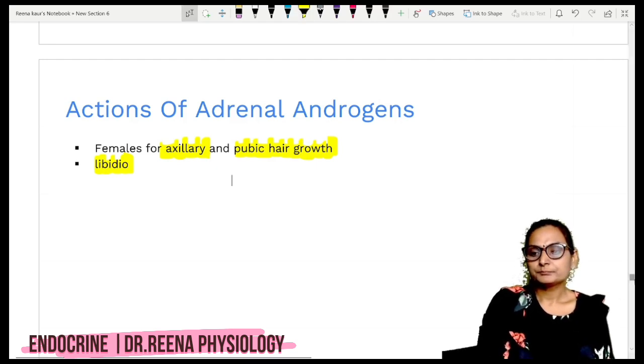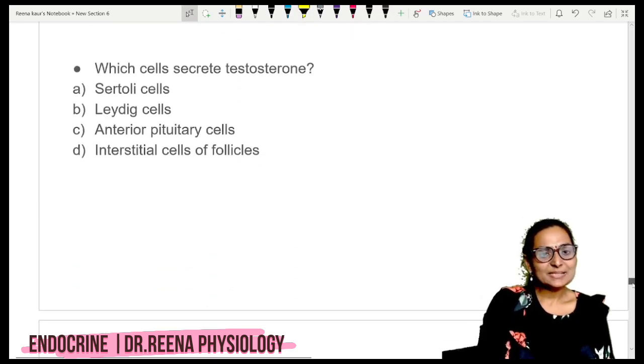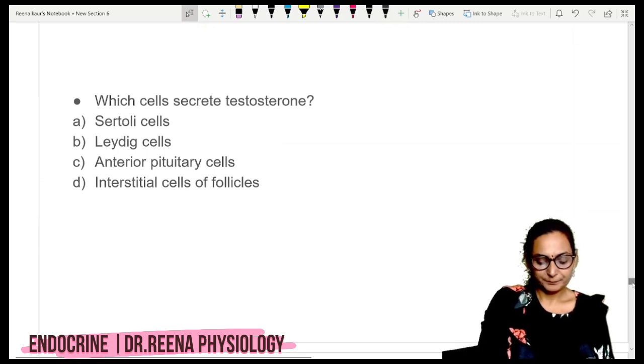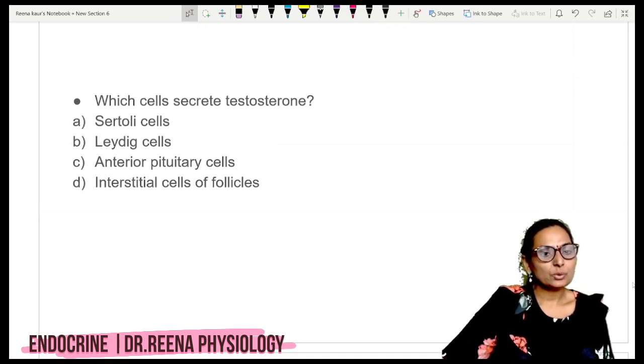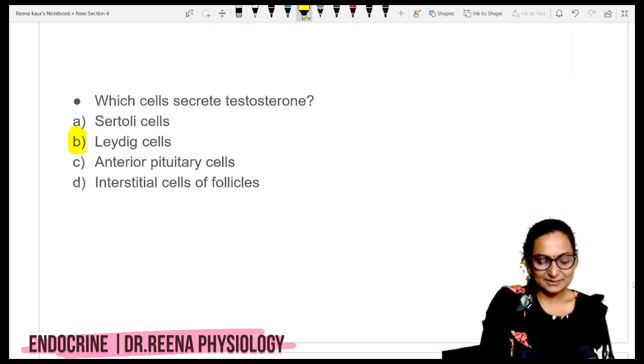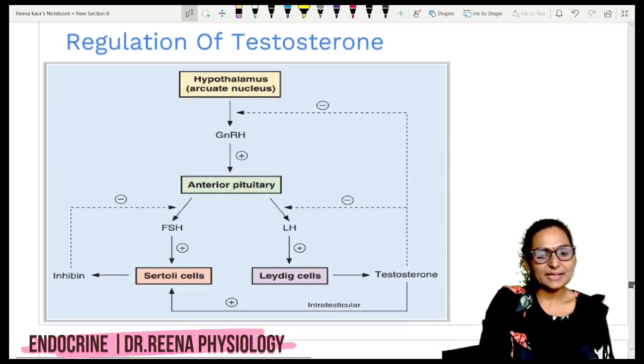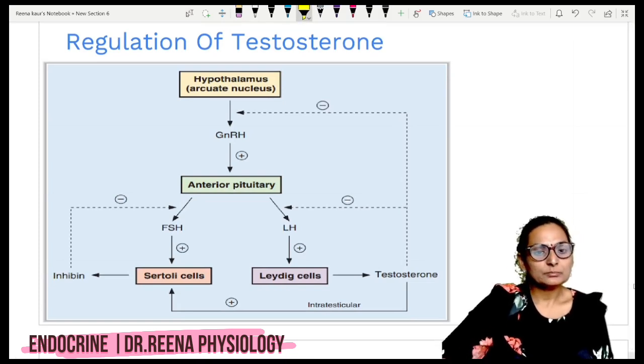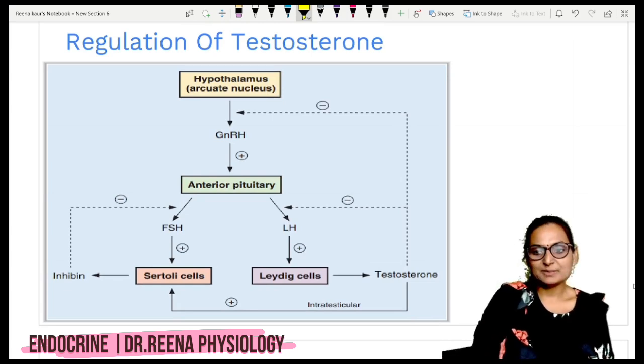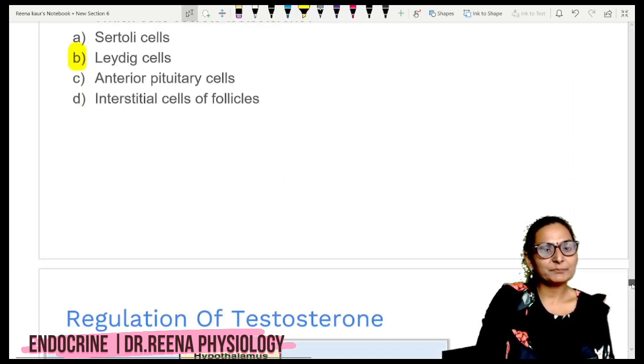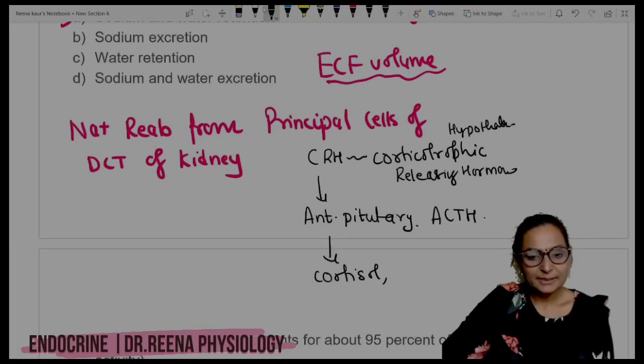Next. Now, which cells secrete testosterone? Anybody? So it is the Leydig cells that secrete testosterone. Now, how is the regulation of testosterone? This is very important. Testosterone is, yes, very good. It is B, Leydig cell. सबसे पहला आंसर ठीक है.